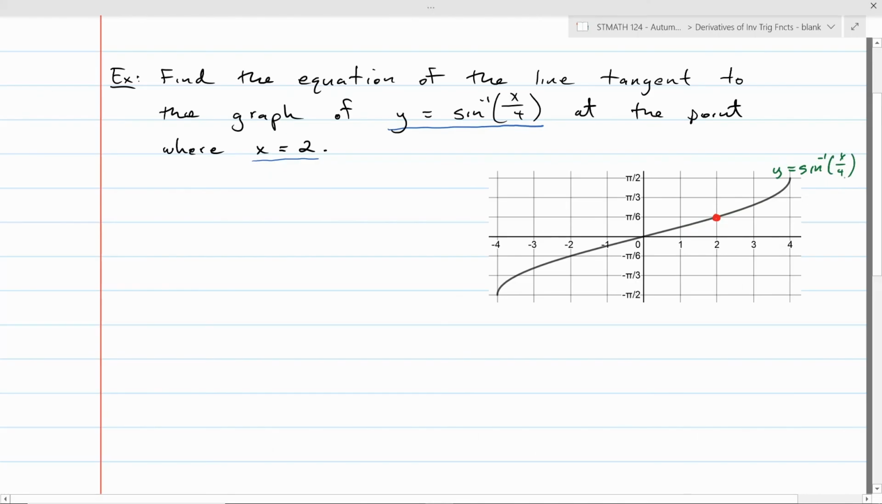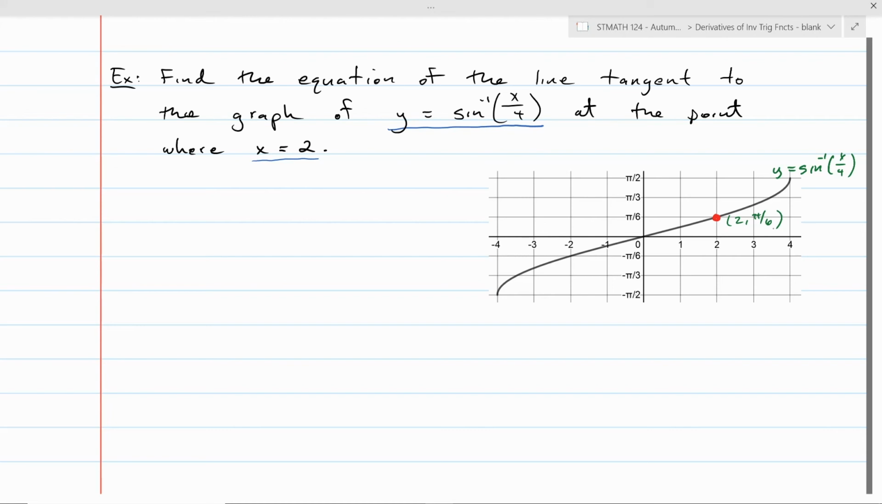Okay, so here's the graph of y equals sine inverse of x over 4. And then the red point is the point where x is equal to 2. So you can see the coordinates there are 2 comma pi over 6, because if you plug 2 in for x, you're doing sine inverse of 1/2. And sine inverse of 1/2 says, at what angle is the sine function equal to 1/2? And the answer is pi over 6.